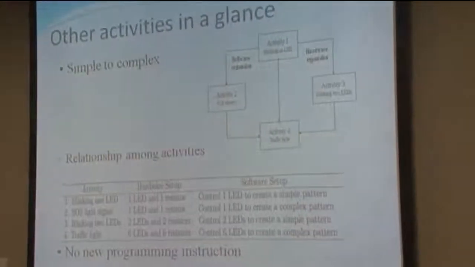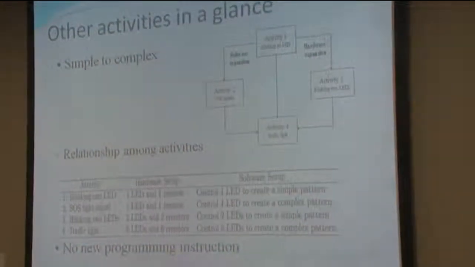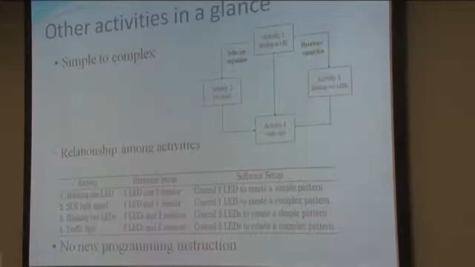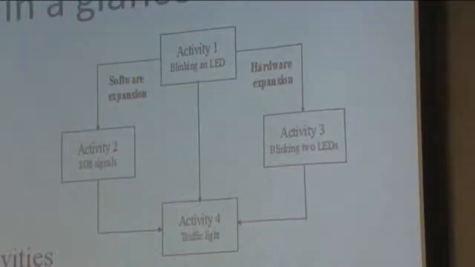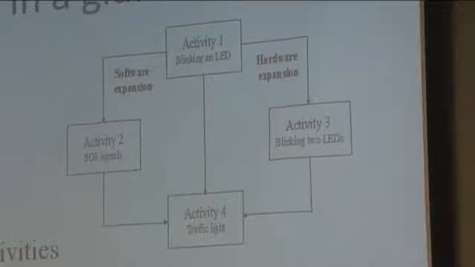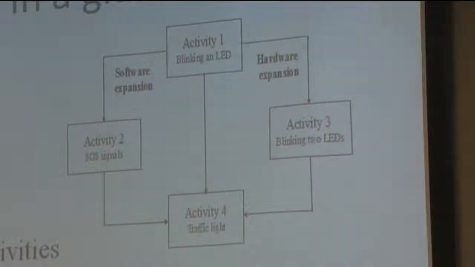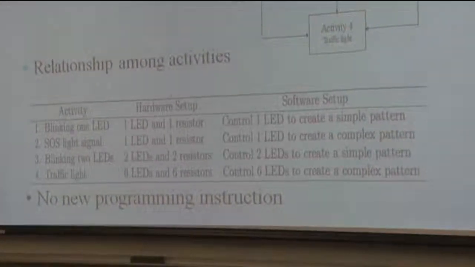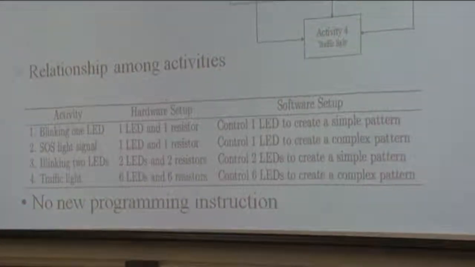So the second activity was essentially a software expansion of the first one. The third one is the hardware extension of the first one. And then the final one is actually a big system. So we wanted to build on those activities simple, step by step, so that they can make a complex system. So in the table down here, we have the complexity of the system with respect to hardware and software. The first one, we asked them to do the blinking LED. It was 1 LED, 1 resistor, and then it was a simple software.